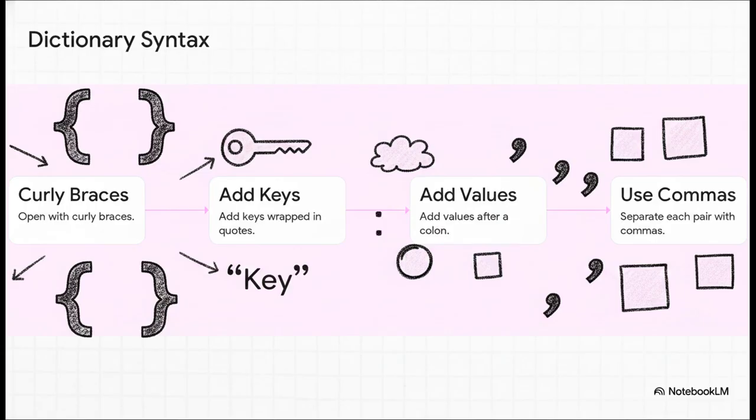Building a dictionary from scratch is surprisingly easy. First up, you just open with curly braces. That's your way of telling Python, hey, dictionary coming through. Step 2, you write out your keys, and you wrap those in quotes just like a regular string. Step 3, drop in a colon and then put your value right after it, and that value can be anything. A string, a number, whatever you need. Finally, step 4, just separate each of those key-value pairs with a comma. Boom. Clean, readable, and super structured.